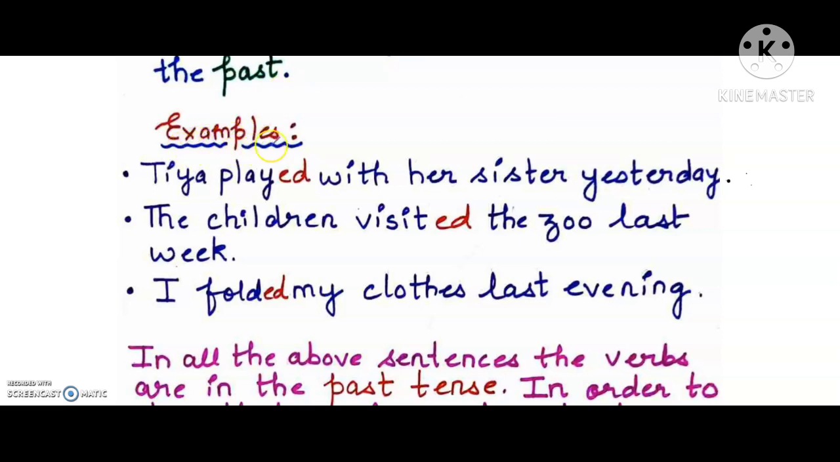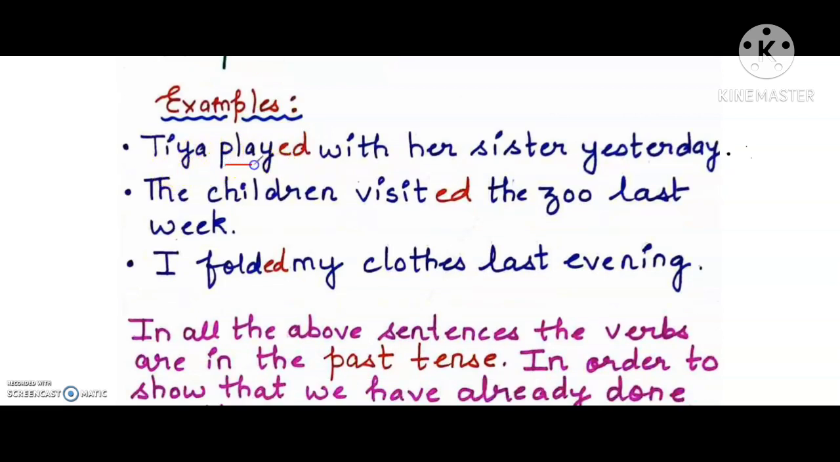Now let us see some examples to get things more clear. Tia played with her sister yesterday. The children visited the zoo last week. I folded my clothes last evening. So in these sentences, we can see that the action had happened in the past. It is not happening at the moment of speaking.